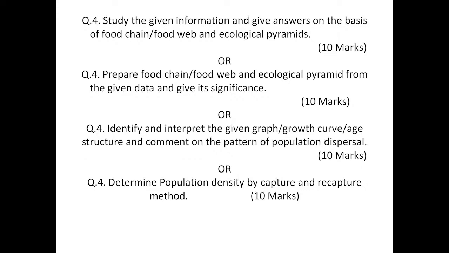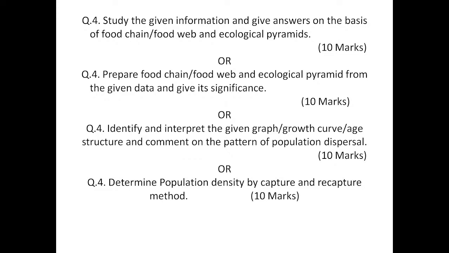Now next option, option 3 is identify and interpret the given graph, growth curve, age structure. In the given graph, we have just seen that there are type 1, type 2, type 3 animals. Various graphs are there, concave, convex, and the diagonal. That will be their growth curve, J shape, S shape, or the age structure. Age structure is also of 3 types: pyramid age structure, bell shape, urn shape. So this type of structure will be given, and you will be asked to comment on the pattern of the population dispersal, which we have done in the regular practical.